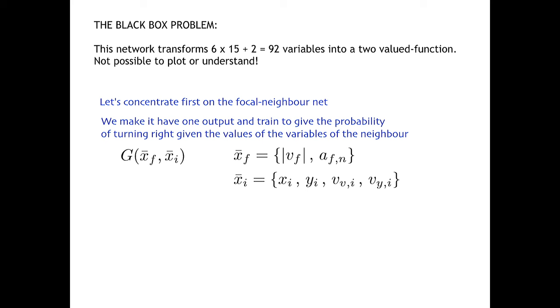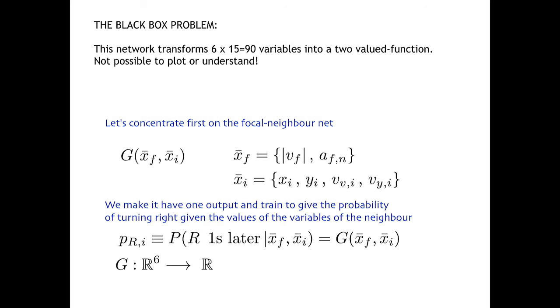So let's try to mimic that network by using a simpler one that we can understand. The interaction one we can understand a bit. It has six variables, but it's not super complicated. Instead of having 128 outputs, I'm going to have a single one, and I'm going to train that to be the probability that the focal animal goes to the right, given the variables for the focal and the variables for that neighbor. So basically, now I'm transforming these six inputs into a single output instead of 128.